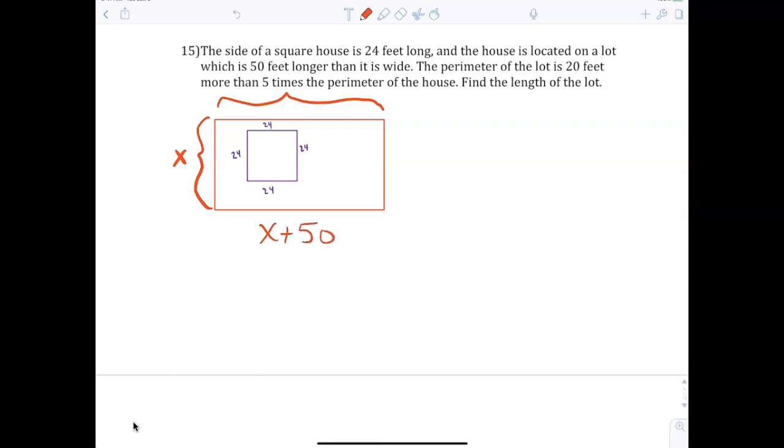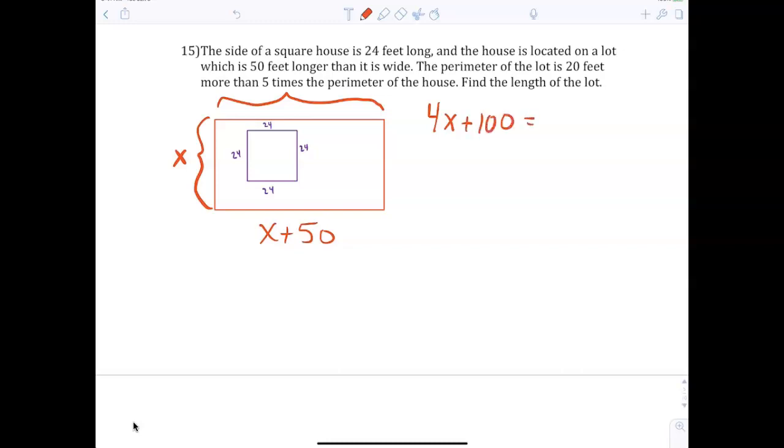Does everybody agree with that? So what's the perimeter of my lot? What would the perimeter of my lot be as an expression? Not as a number, but as an expression. What would it be? 4x plus 100. Thank you very much. 4x plus 100. So the perimeter of my lot is 4x plus 100.